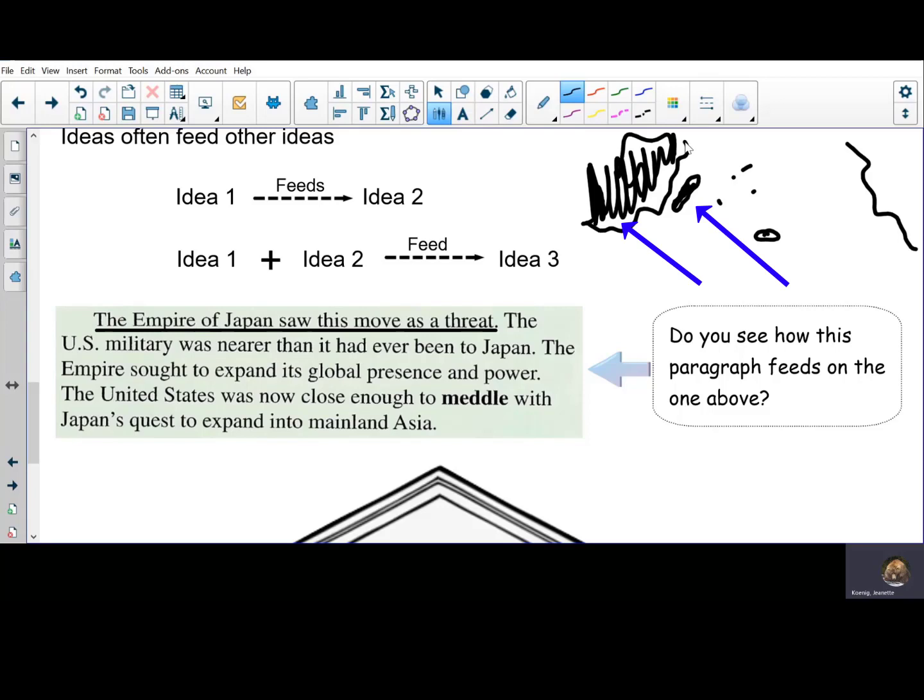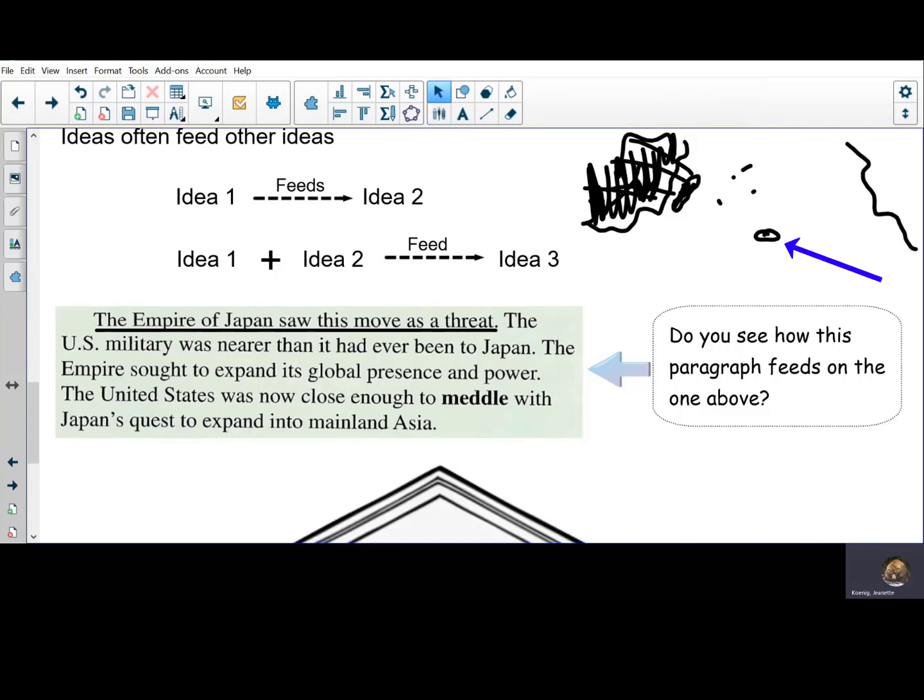All of this, Japan and the mainland together, that is all considered Asia. So mainland Asia is the part of Asia that makes up this continent. Japan is trying to take over mainland Asia, and the United States is now close enough to be able to interfere. Okay, so back to the paragraph. What's the main idea here?